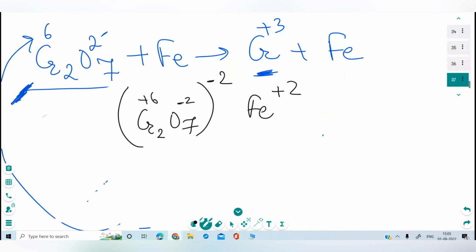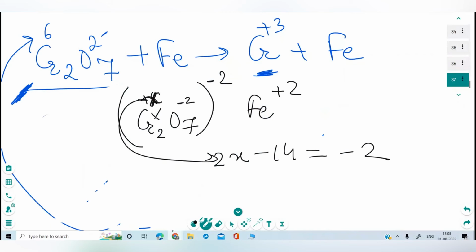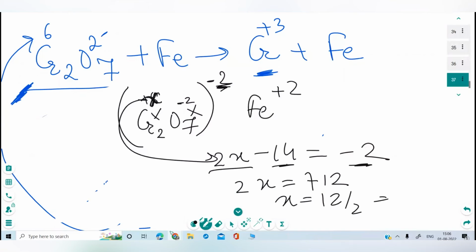Correct? So that is the reason I have written 2x minus 14 equal to -2. Because this which we are doing, 2 into x will be 2x, 7 into 2 is 14, and this whole is equal to -2. So this becomes x equal to +12, and 12 by 2 is equal to 6. So then I got these charges. So if this whole is -2, so this will be +2.